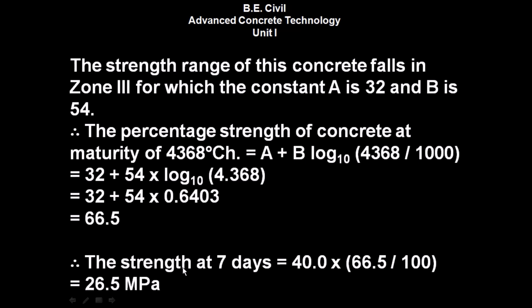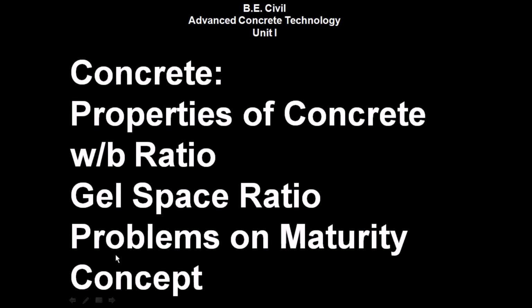Therefore, the strength at 7 days is equal to 40 multiplied by 66.5 upon 100. Because this is a percentage, it is divided by 100. So it is giving 26.5 MPa, that is Newton per mm square. This is the strength at 7 days. So we have seen the problems on the maturity concept.